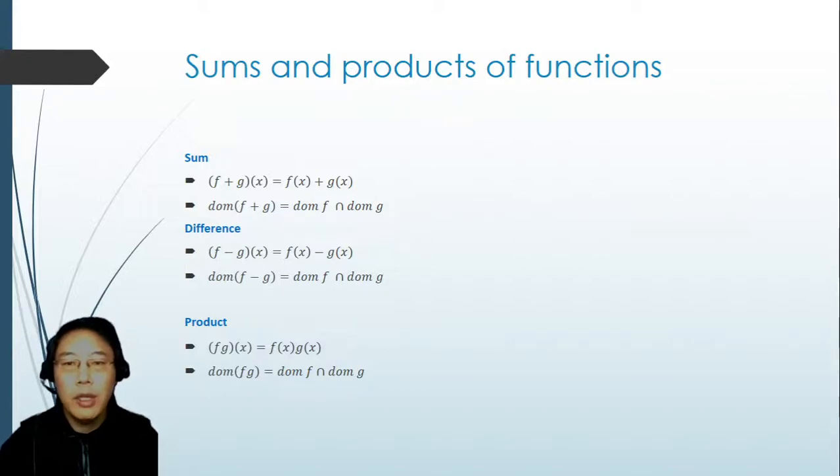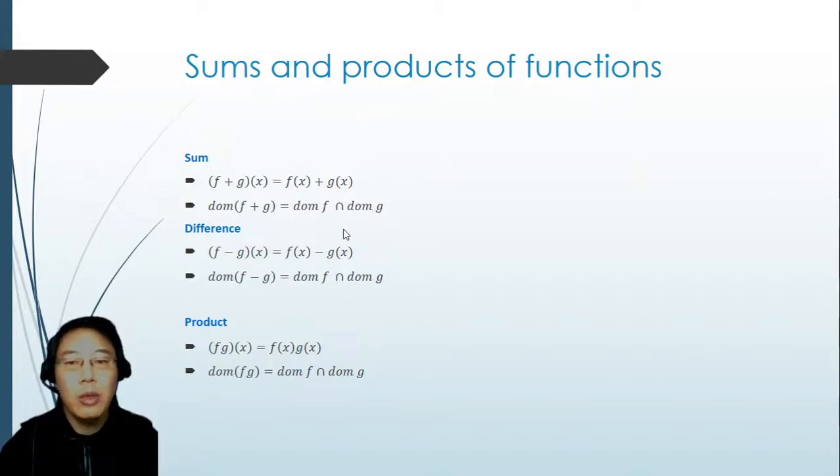All right, with sum, difference, and product, you have the notation for how you do the operations of those functions. What's going to be critical when you start is determining the domain of the resulting function. For the sum and the difference, the domain will be the intersection of the domains of each function.